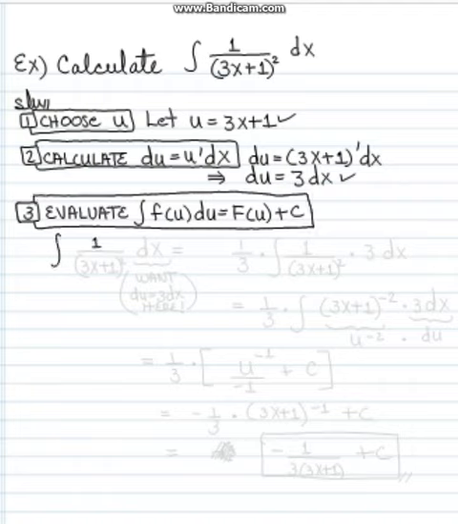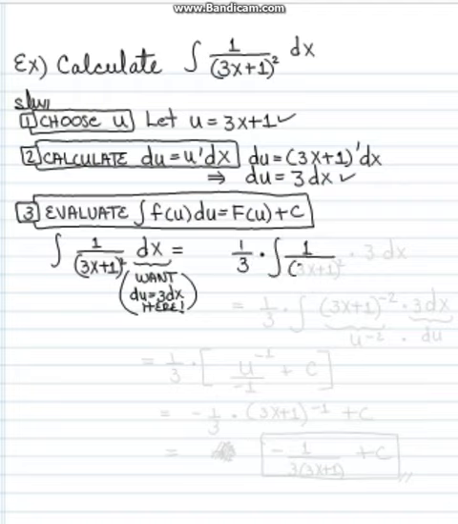So the original problem was the integral of 1 over (3x plus 1) quantity squared in the denominator dx. But we don't want dx at the end, we want du. And in step 2 we saw that du is equal to 3 times dx for this problem. So we have to introduce a factor of 3 at the end, which means we have to introduce a factor of the reciprocal, 1/3, in the front. 1/3 times the integral of 1 over (3x plus 1) squared times 3 dx. So now we have du at the end.